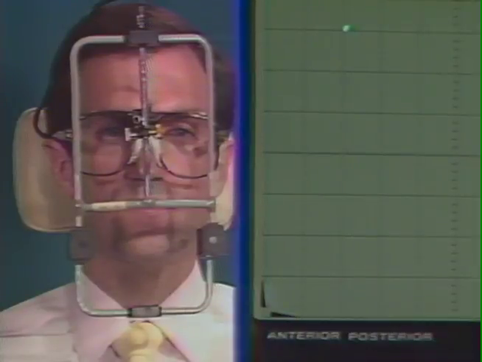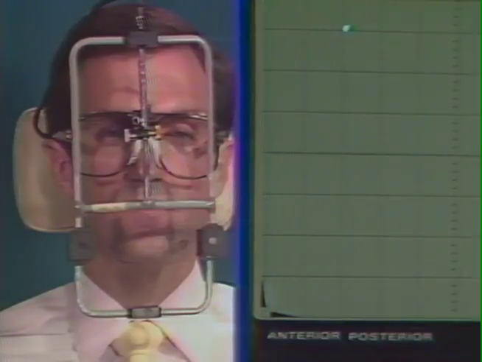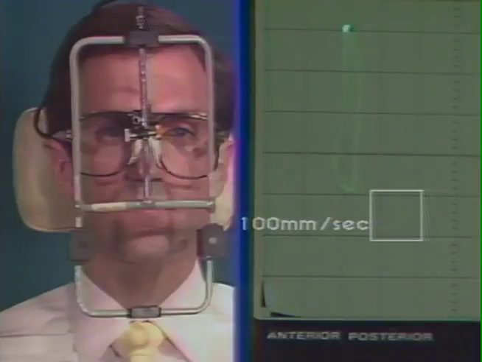The kinesiograph is set to examine mandibular opening in the frontal view and determine the approximate velocity of jaw opening and closing. The subject opens and closes slowly. The velocity of movement is estimated by noting that 1 division on the scope equals 100 millimeters per second of mandibular movement.